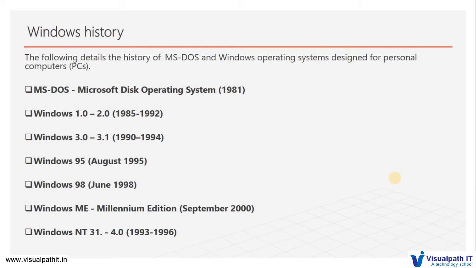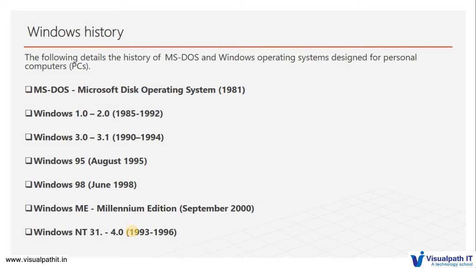Okay, so next is Windows 1.0 to 2.0. It was released in 1985 to 1992. Next is Windows 3.0 and 3.1, released in 1990 and 1994. And next is Windows 95. It was released in August 1995. After that, Windows 98 released in June 1998. And next is Windows ME, Millennium Edition, released in September 2000. After that, Windows NT 3.1 to 4.0, 1993 to 1996. So these are the versions of Windows as per releasing date.